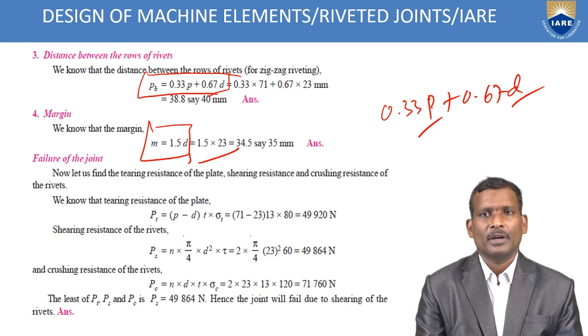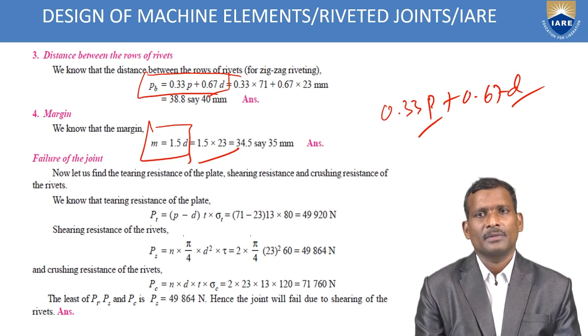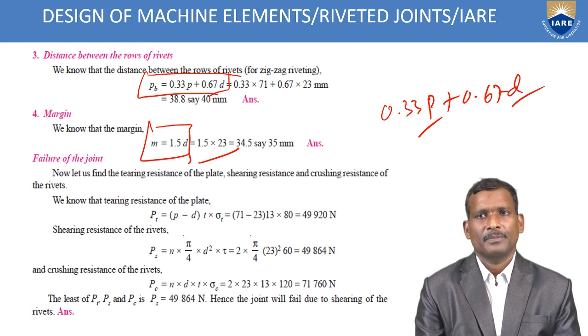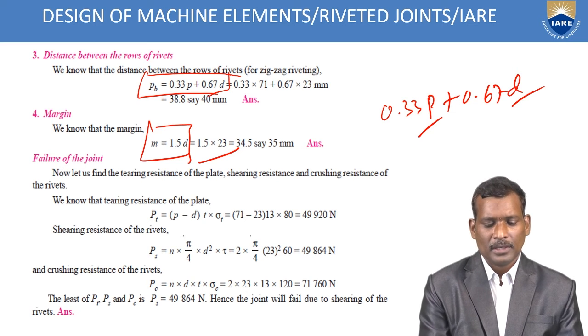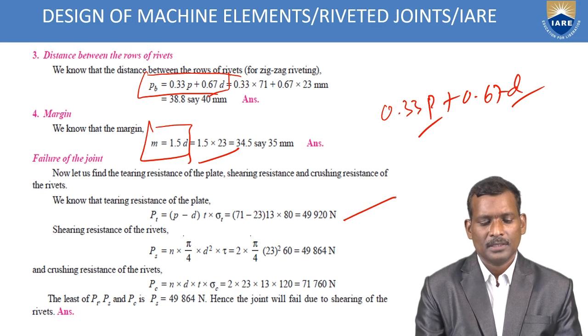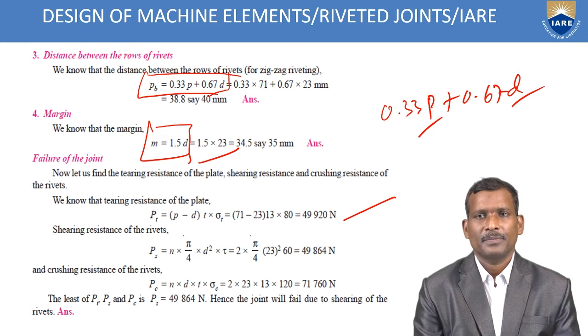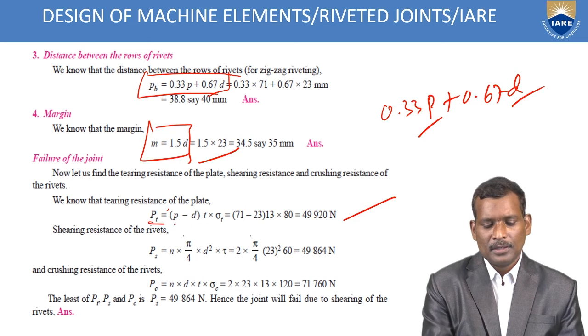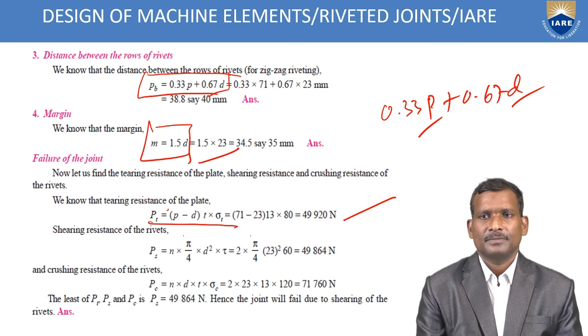Now, failure of the joint. Which type of failure will occur in this given joint? Let us find the tearing resistance of the plate, and next the shearing resistance, and then the crushing resistance of the rivets. The tearing resistance of the plate is (P minus D) into T into sigma T. Substitute the above values in this equation, and you will get the tearing resistance.